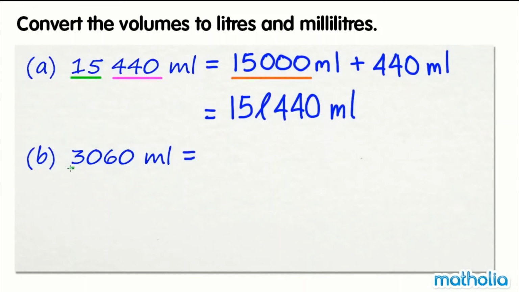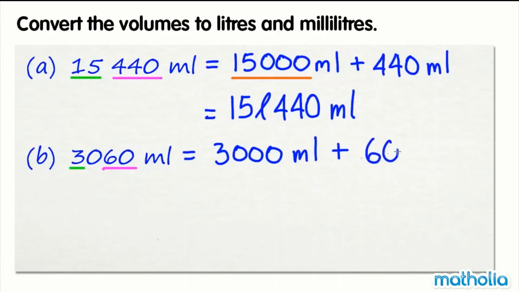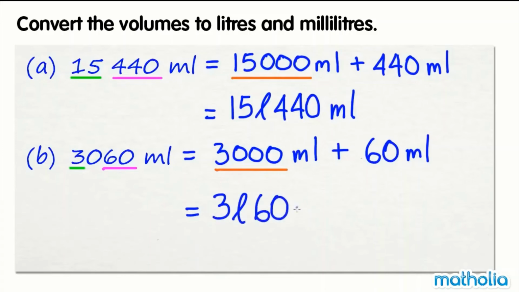We can rewrite 3,060 millilitres as 3,000 millilitres plus 60 millilitres. 3,000 millilitres is equal to 3 litres, so the volume is 3 litres, 60 millilitres.